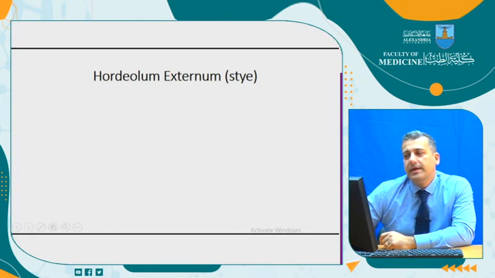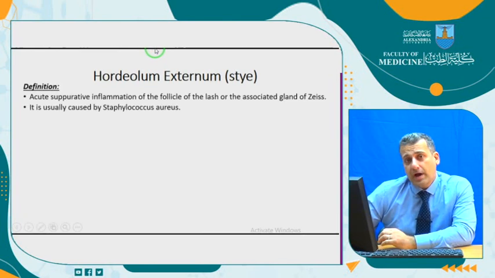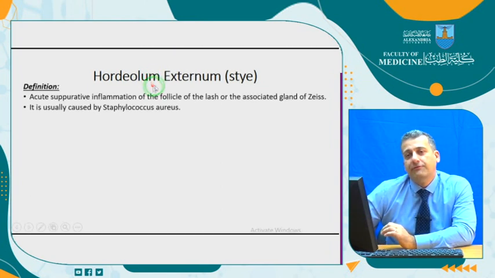First, hordeolum externum. The other name of it is sty. How to define it? It is an acute suppurative inflammation of the follicle of the lash or the associated gland of Zeis.